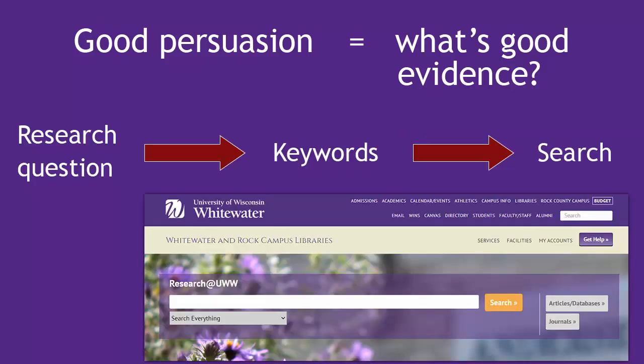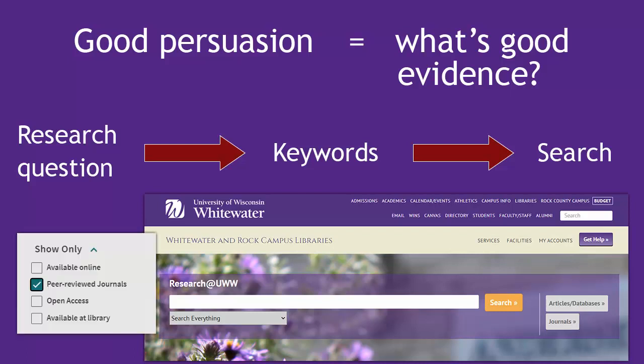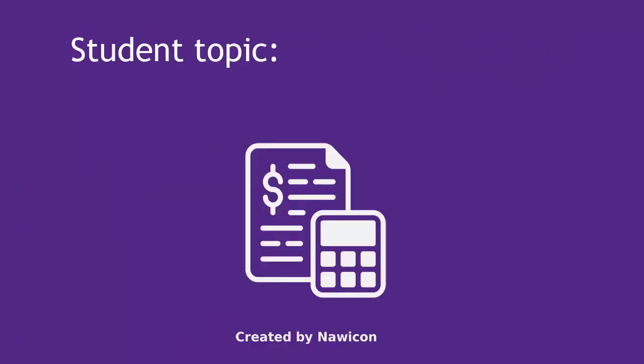We'll be doing our searches from the Research at UW search box on the library homepage. As shown in the previous video, be sure to limit to peer-reviewed journals on your results screen if you want only scholarly, peer-reviewed articles. So let's take a student example from a previous semester. Say you want to persuade that it's important for students to create a budget and work on improving their financial health while in college as much as possible.